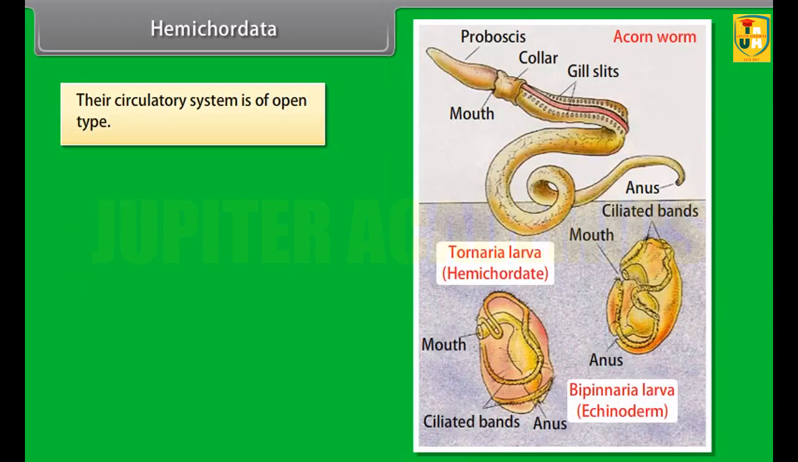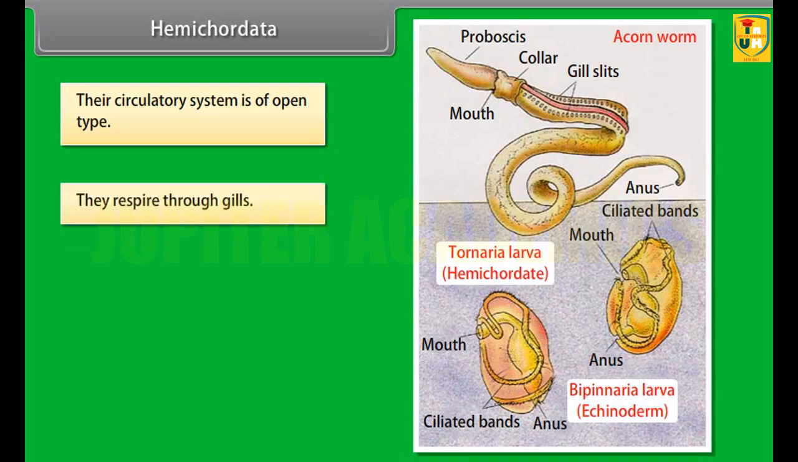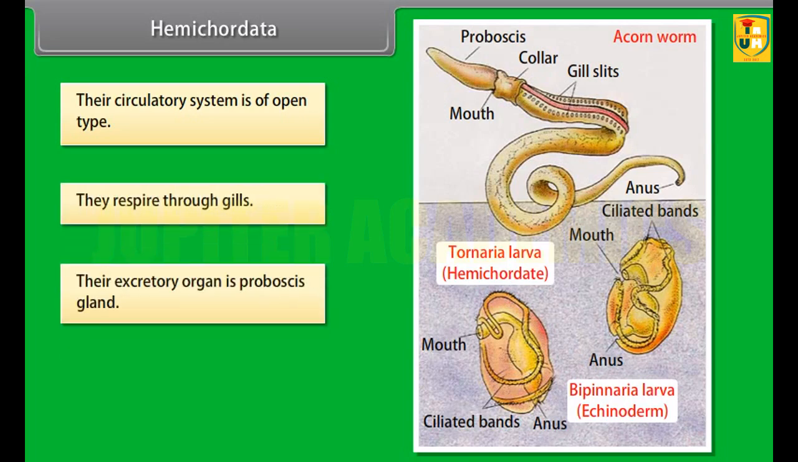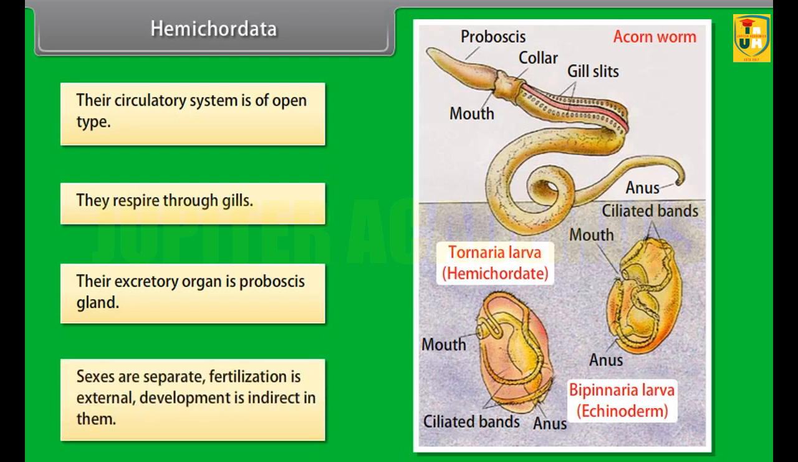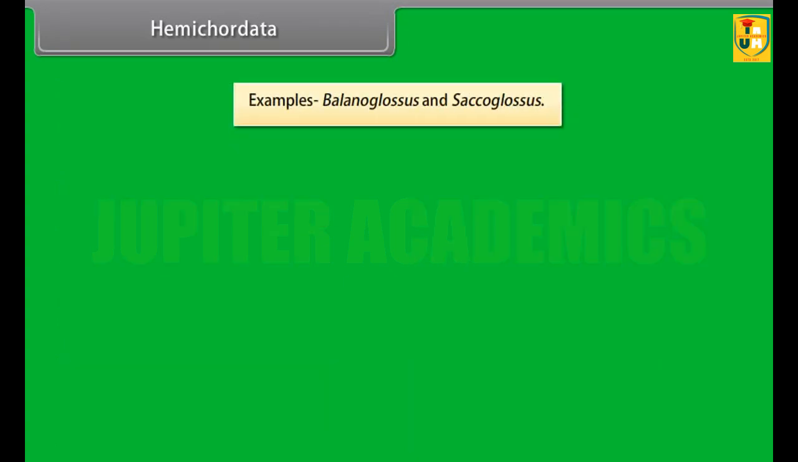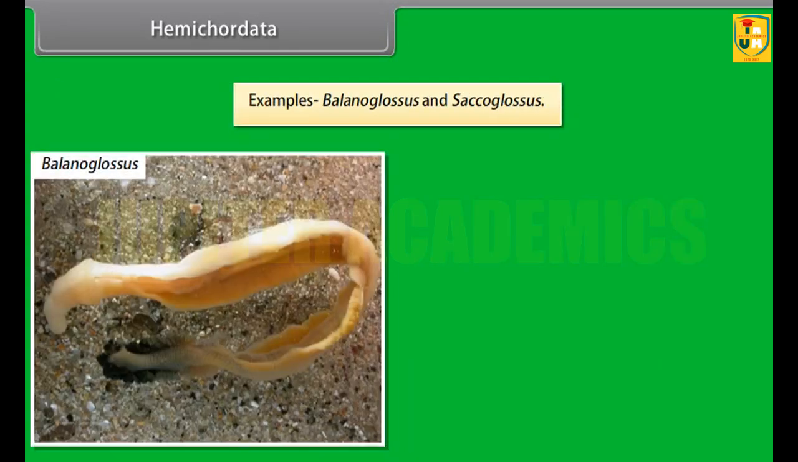Their circulatory system is of open type. They respire through gills. Their excretory organ is proboscis gland. Sexes are separate. Fertilization is external. Development is indirect in them. Examples: Balanoglossus and Saccoglossus.